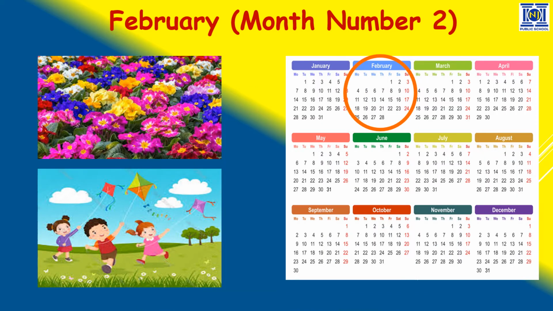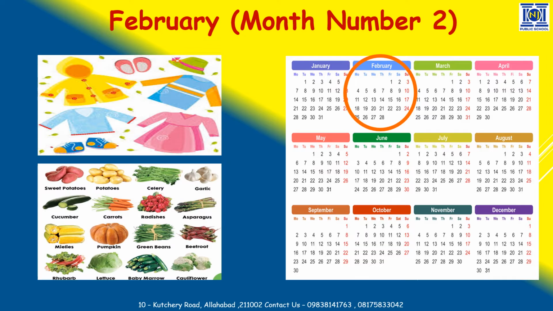And what happens in the month of February? The cold winter season finally starts receding and the flowers bloom and the sky is clear for us to fly kites. Yes, in the month of February. And what do we wear in the month of February? Clothes which are warm but not very warm, light winter clothes. And we again eat very healthy fruits and vegetables to keep us warm.